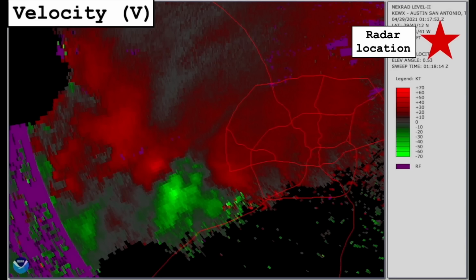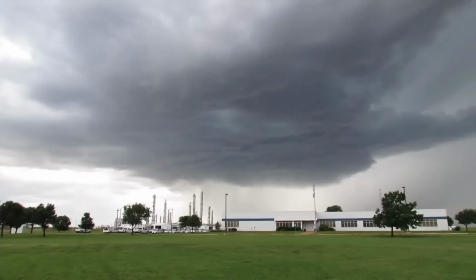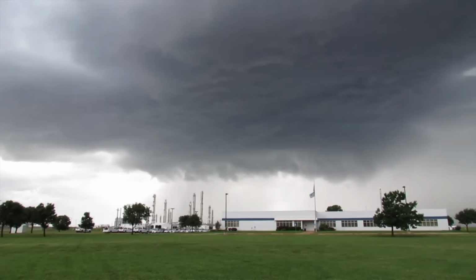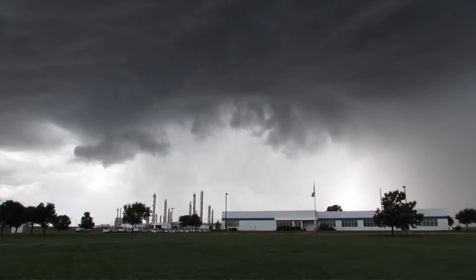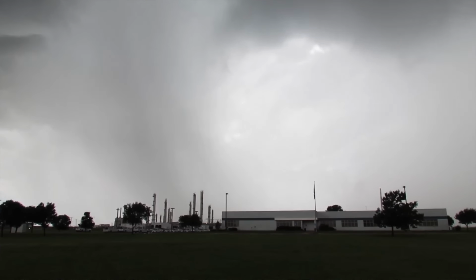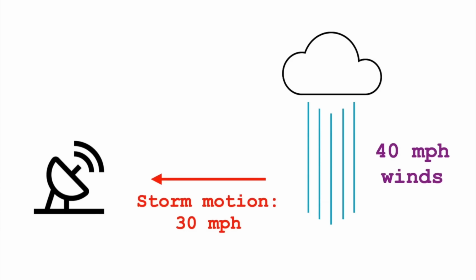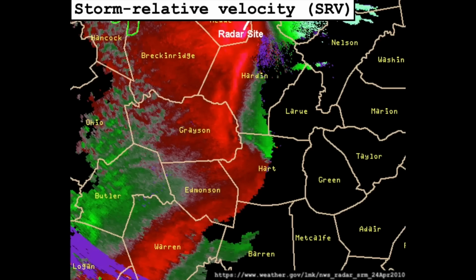In addition, standard radial velocity, which I'll refer to as just velocity or base velocity from here on out, is the target's velocity relative to the ground. However, storms and their small-scale phenomena, like tornadoes, move with respect to the ground, which can make it difficult to obtain proper velocity measurements. For example, if a storm has 40 mile per hour winds and is moving directly at the radar at 30 miles per hour, the radar will output an erroneous base velocity of 70 miles per hour. To combat this, we can use a product called storm relative velocity, which subtracts out the storm motion. This can make it much easier to discern areas of rotation within the broader wind field.